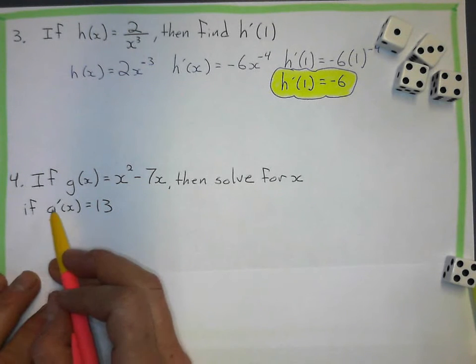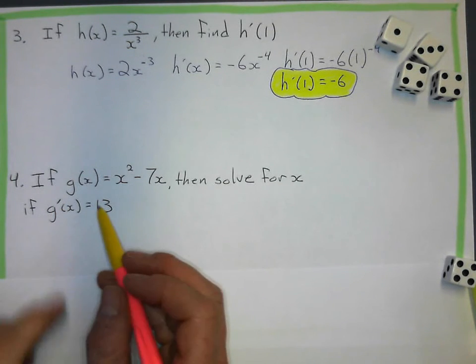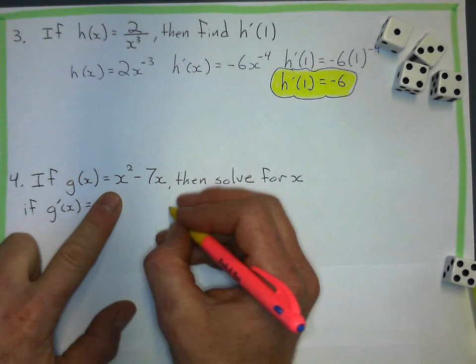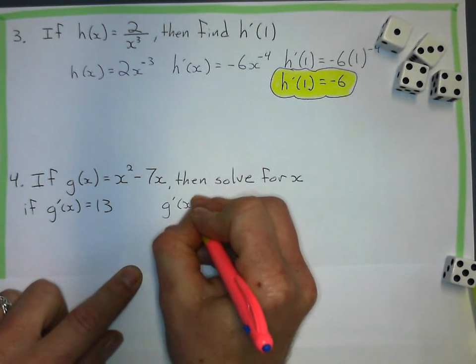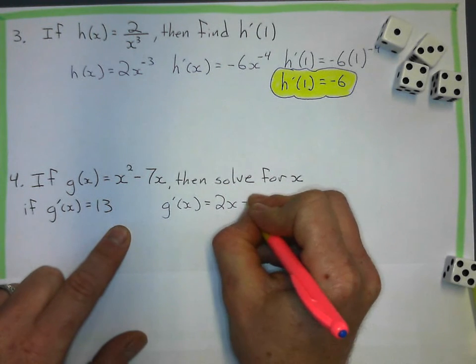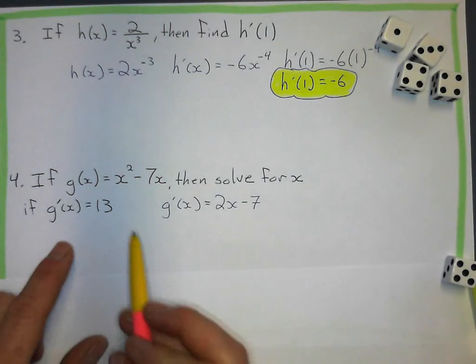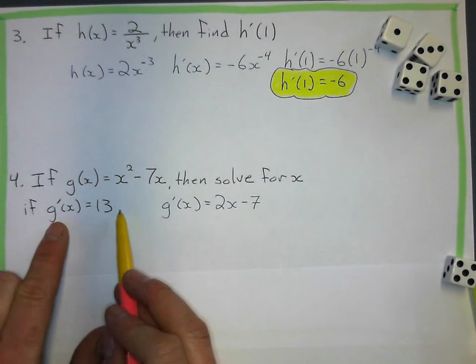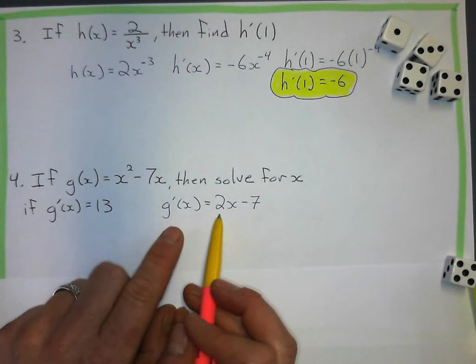In order to do that, anytime you see this g dash x, you're going to find the gradient function first. So we're going to use calculus, and we're going to differentiate this, which is quite easy. g dash x equals 2x minus 7. Now this is telling me that it's equal to 13, so I set this expression equal to 13 and solve for x.